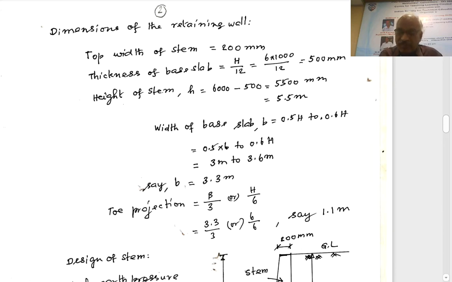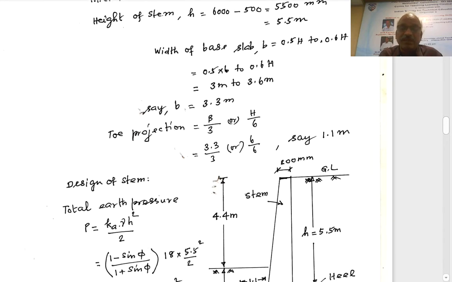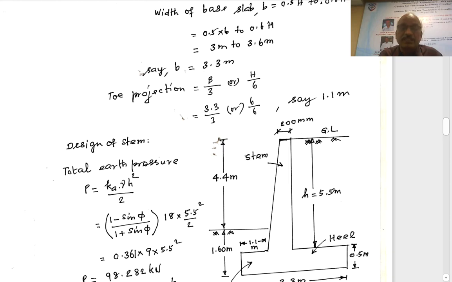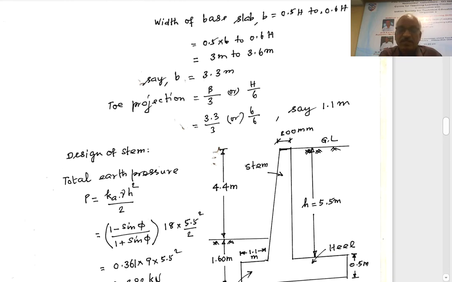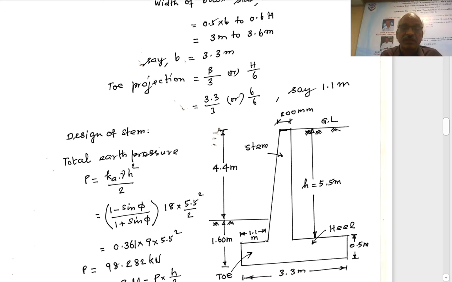Now coming to the width of the base slab. You can see the width of the base slab equal to 0.5 H to 0.6 H. 0.5 capital H, that is overall height. So 0.5 times 6 meters to 0.6 times 6 meters. So 3 to 3.6 meters. Let us have 3.3 meters, right? So that is overall width is 3.3 meters.